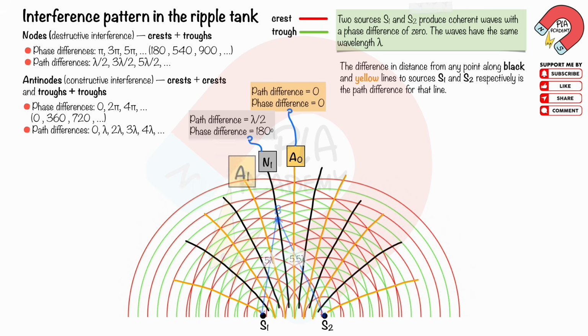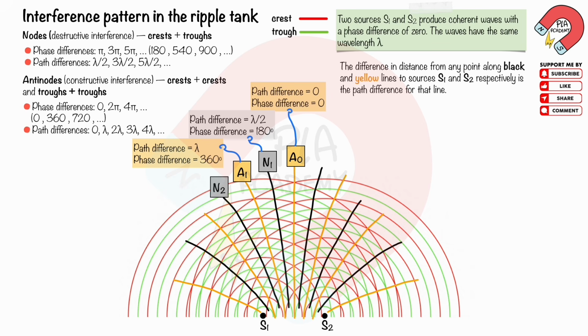The next yellow line marks the first-order antinode A1. At this antinode, the path difference is 1 wavelength and the phase difference is 360 degrees. This means that the difference in distance from any point on this line to the two sources, S1 and S2, is 1 wavelength. For example, at point C on this line, the distance S1 to C is 4.5 lambda, and the distance S2 to C is 5.5 lambda.